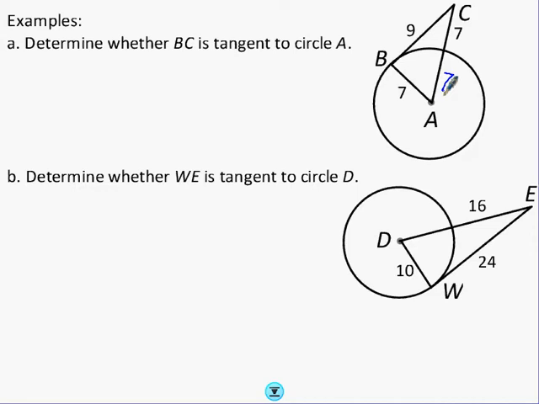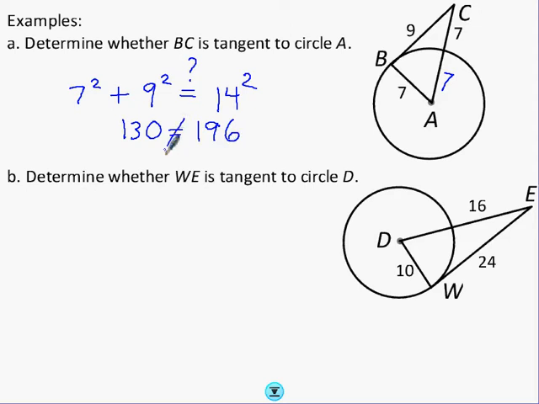We need to test to see, is 7 squared, that's AB, the short leg, plus 9 squared, that's the long leg, equal to the hypotenuse squared? We're going to test. 49 plus 81 is 130, I believe. And 14 squared, let me check that again. Yeah, it's close enough. And 14 squared is 196. Clearly, these are not equal, so no, it's not tangent.